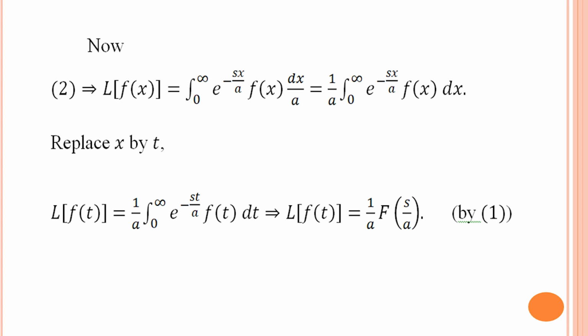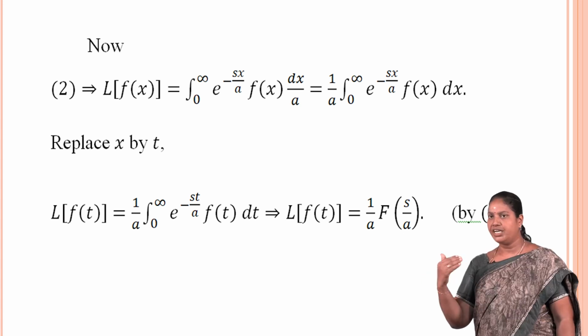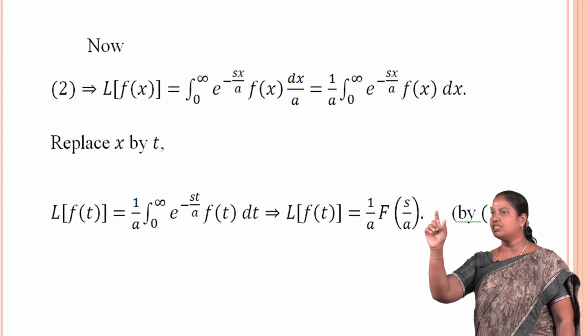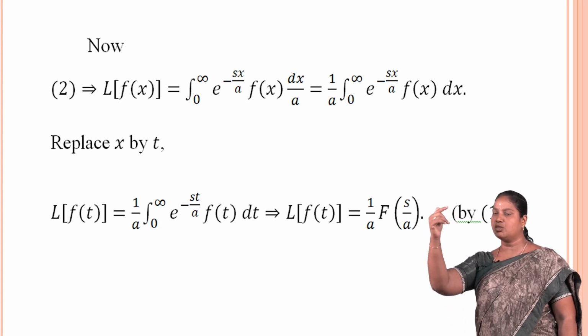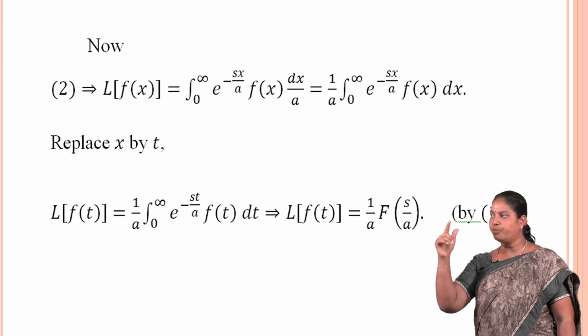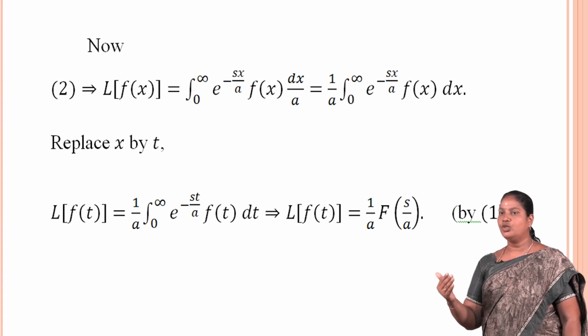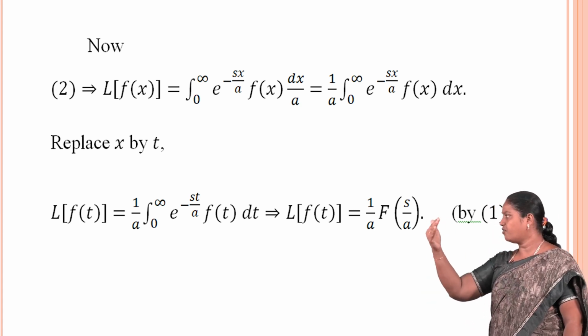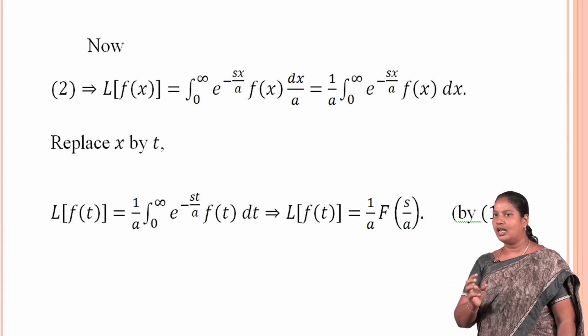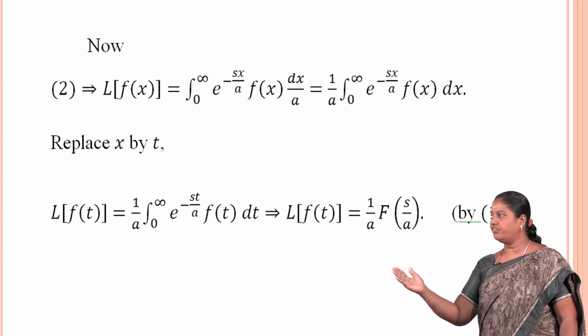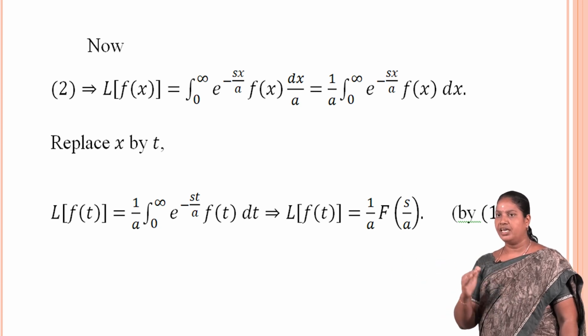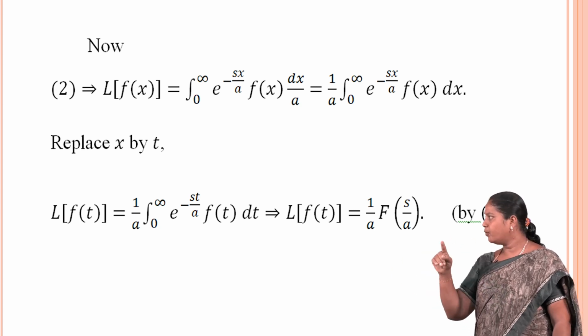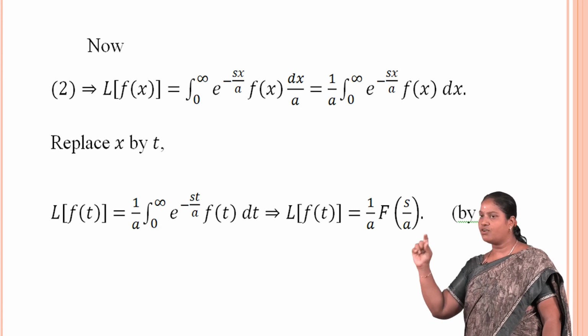We get integral 0 to infinity e power minus s, and in the place of t we are replacing x by a. So it is e power minus s x by a into f of x, and dt is dx by a. Now we observe that this 1 by a is a constant, so we take it outside. So 1 by a integral 0 to infinity e power minus s by a into x f of x dx.